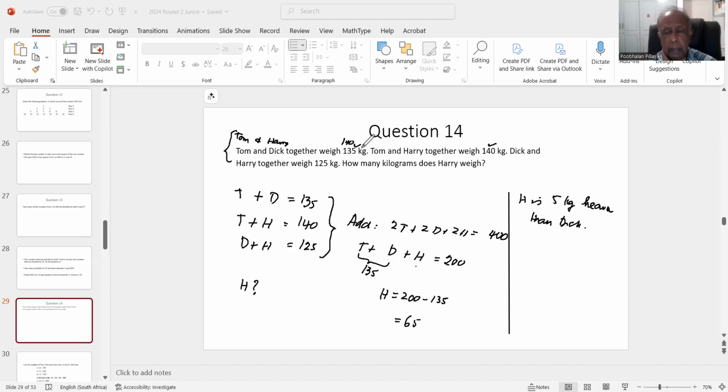From these two statements, but now you know, Dick and Harry together weigh 125. So you've got two numbers, H and D. When you add them, you get 125, and one of them is 5 more than the other. Now, common sense will tell you, they add up to 125 and one is 5 more than the other, so one has to be 60, and the other has to be 65. Right?